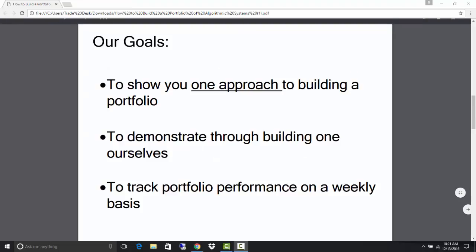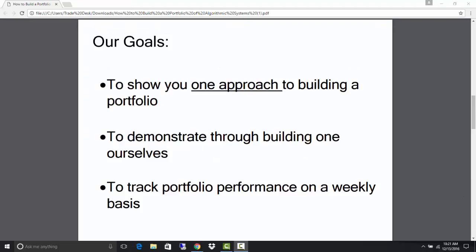So we have three goals for today's presentation. The first is to show you one approach to building a portfolio. Bear in mind that there are many approaches to constructing a portfolio. We're just going to show you one approach, and we're going to do it through demonstrating how we would do it based on certain criteria. So the second goal, of course, is to demonstrate through building one ourselves. Now, the third goal is something that we're going to be following up on a weekly basis. We're going to track portfolio performance based on the portfolio that we had constructed today.